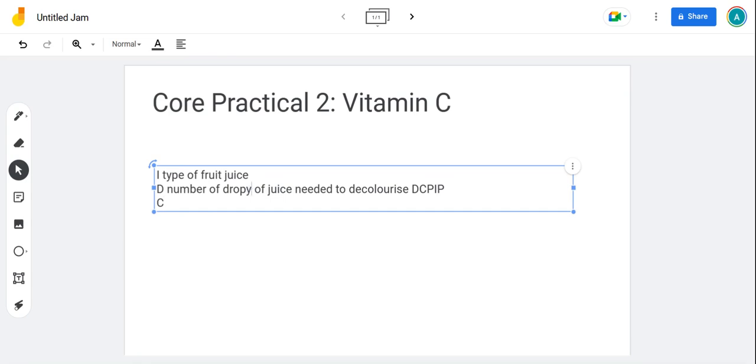Your control variables, the things that you're going to keep the same in this one, you need to keep the same concentration and the same volume of DCPIP.